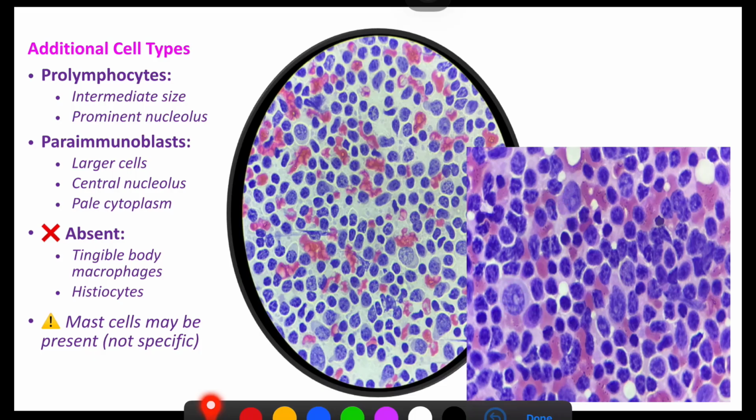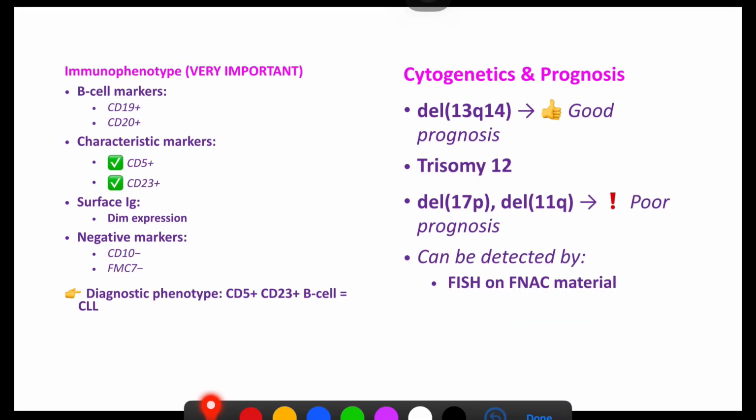So, this is paraimmunoblast, central nucleoli, and these are some prolymphocytic cells, and these are lymphocytes. These are the cells of leukemia. So, this is absence of tingible body macrophage; histiocytes and mast cells may be present but not specific. So, this is monotonous cell pattern with some cells showing paraimmunoblast and prolymphocytic cells.